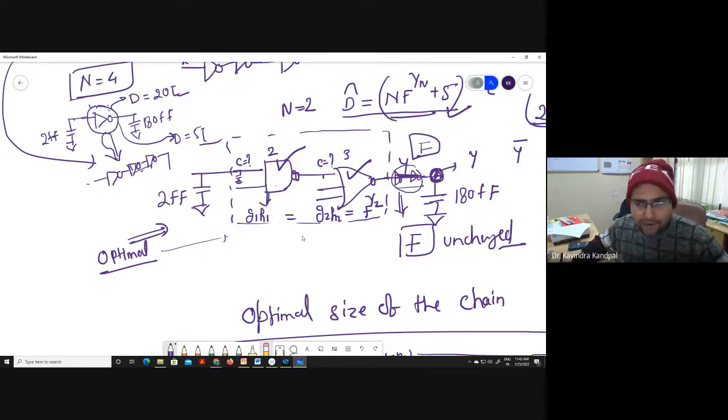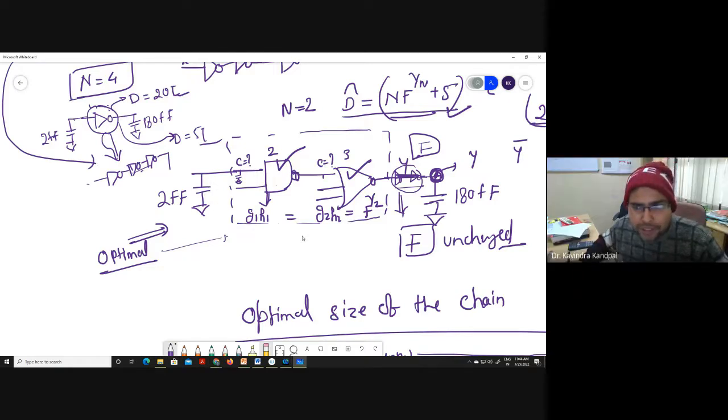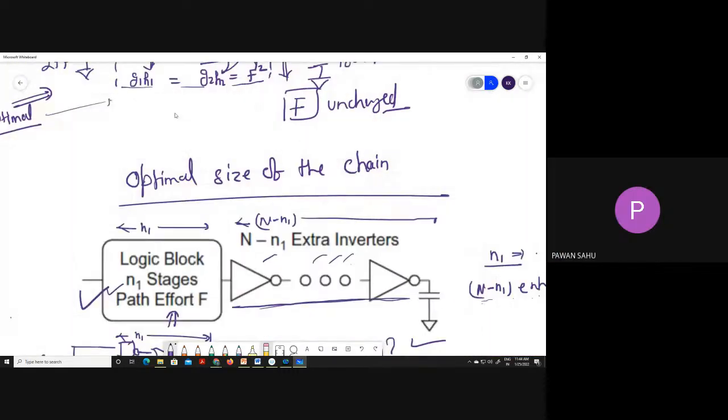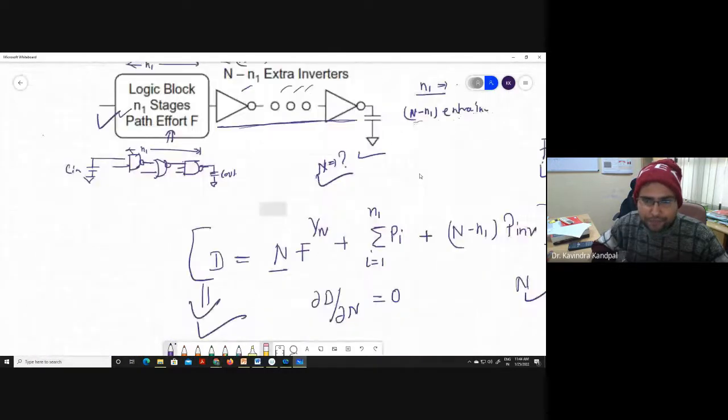You will not add an inverter just for fun. You will add the inverter only if it is assisting you in reducing the delay. But we should know the numbers. We cannot do it by hit and trial, right or not? Yes, sir. That is why we are making a generic statement now.